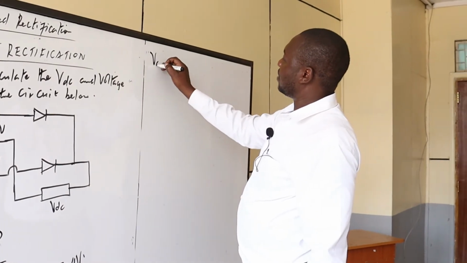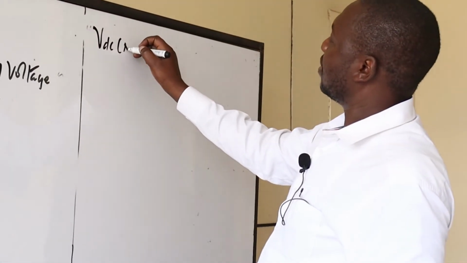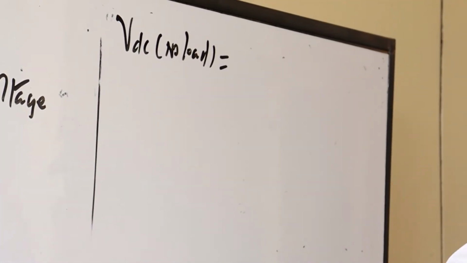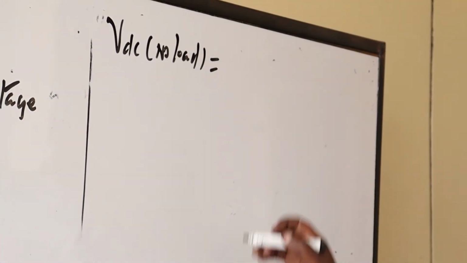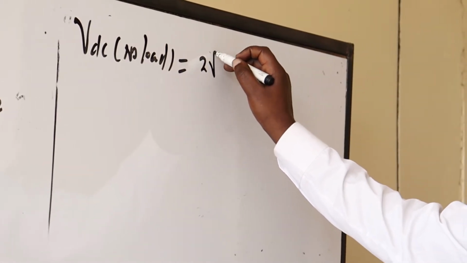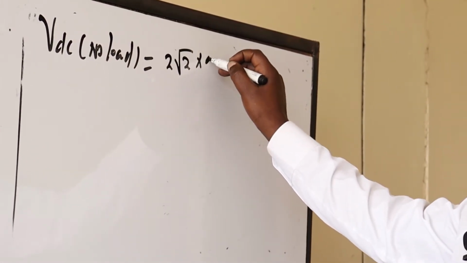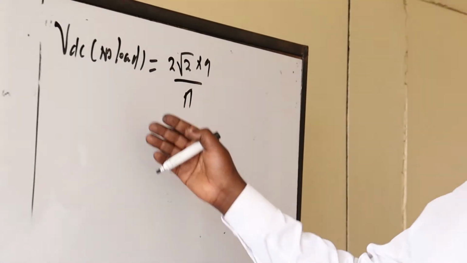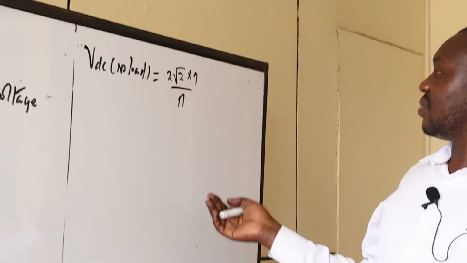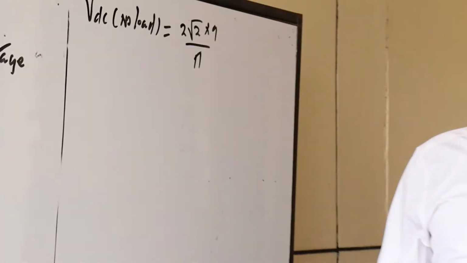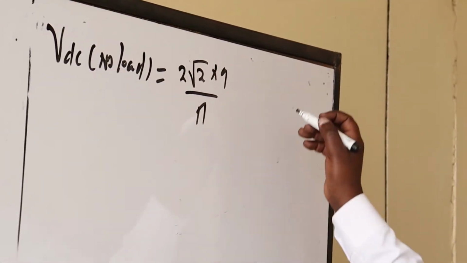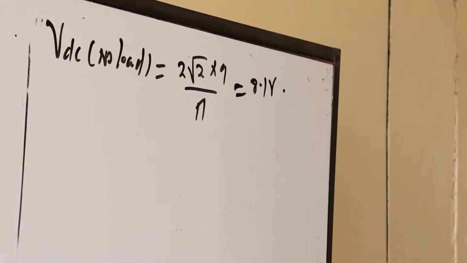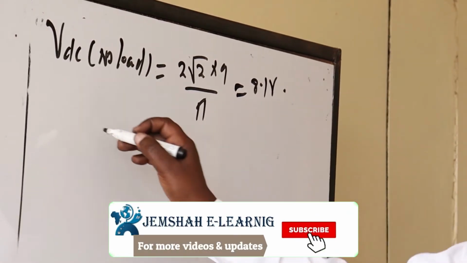So VDC no load will be 2 root 2 times 9 all over pi. So for no load, we assume no drop across the diode. For our case, this gives you 8.1 volts. 8.1 volts.